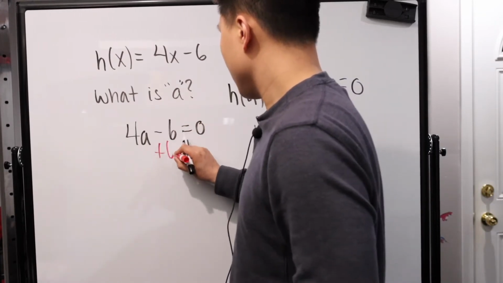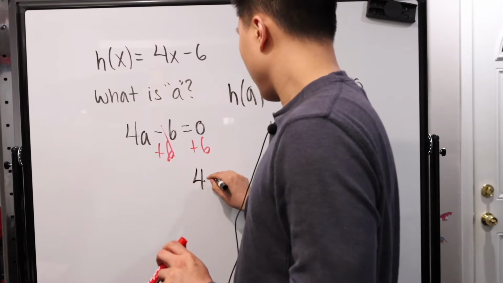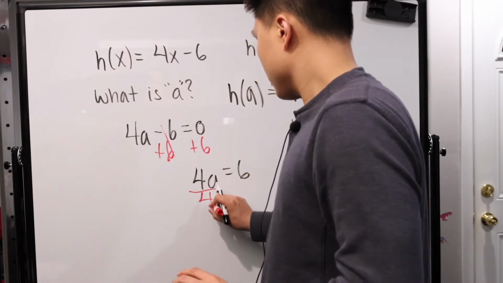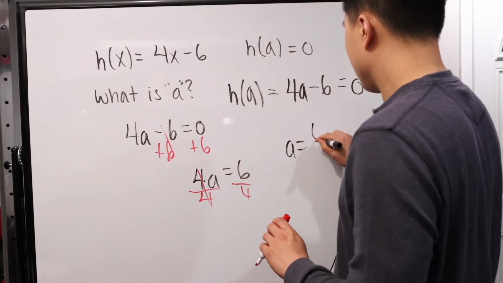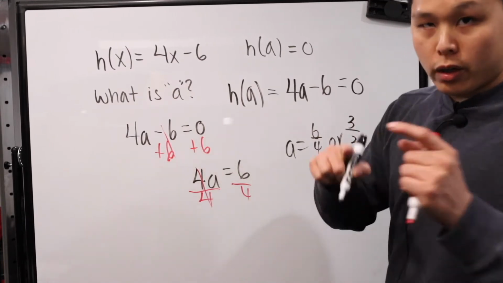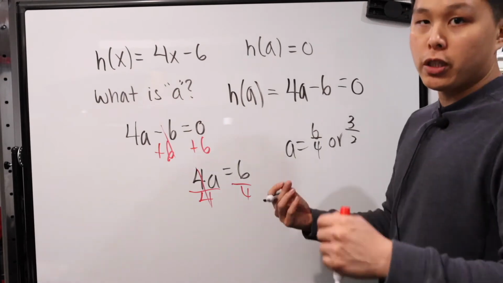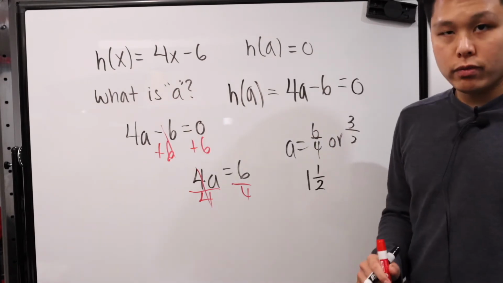You add 6 on both sides. Now you have 4a equals 6. Divide by 4 on both sides. You have a equals 6 over 4 or 3 over 2. Or if it's a multiple choice, you've got to be very careful. They might be very particular on the possible answer. So you have any of these, or 1 and 1/2, right? Cool.